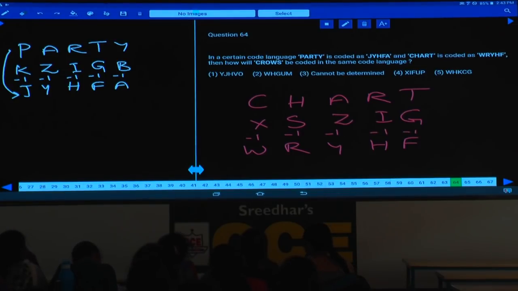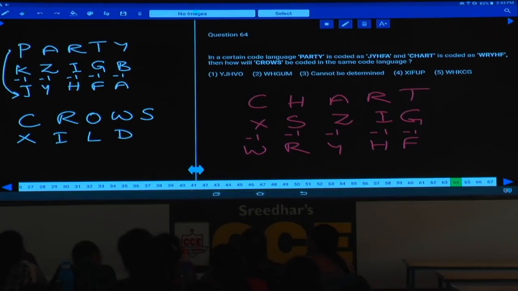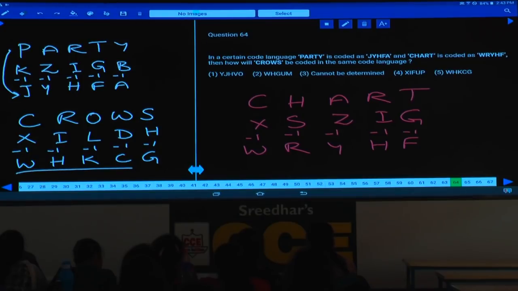Similarly, what is the code for the word cross? First the opposite letters: C and X, R and I, O and L, S and H, and so on, with minus 1 each. X minus 1 is W, I minus 1 is H, L minus 1 is K, D minus 1 is C, H minus 1 is G. So W H K C G, and it is given in choice 5. Opposite letters minus 1 is the code, and this is about question number 64.